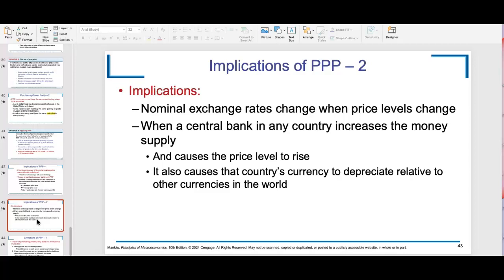It means that when a central bank in a country increases the money supply, for example, the price level rises, it can cause the country's currency to depreciate relative to other currencies in the world. Well, this is an implication that is true, because when central banks change the money supply, they're changing the interest rate. That change in interest rate does affect the currency level. The value of the currency does appreciate or depreciate. So this implication of purchasing power parity is one that can occur.